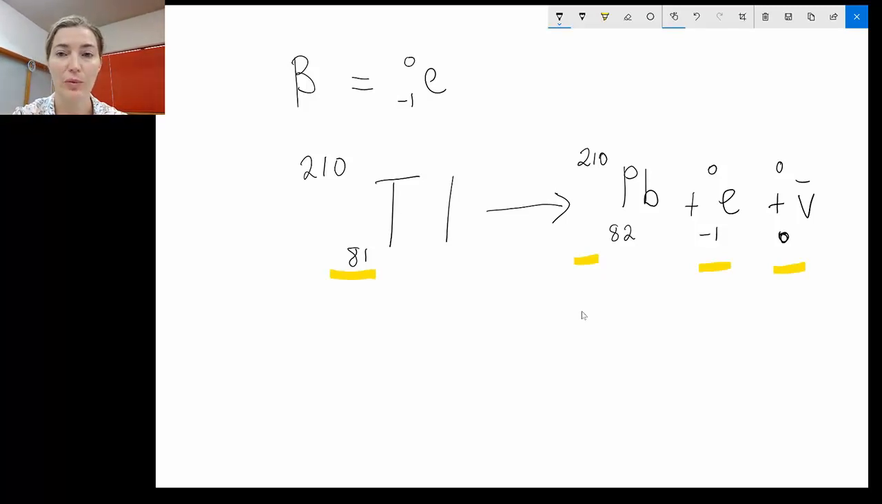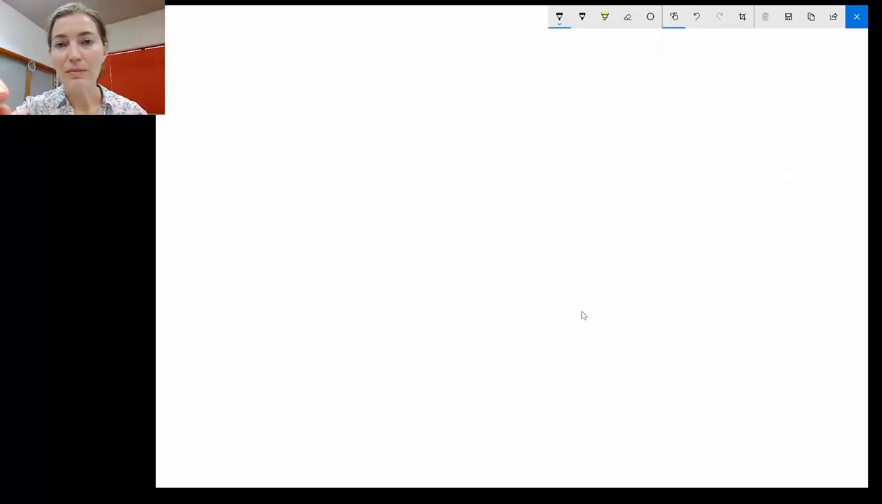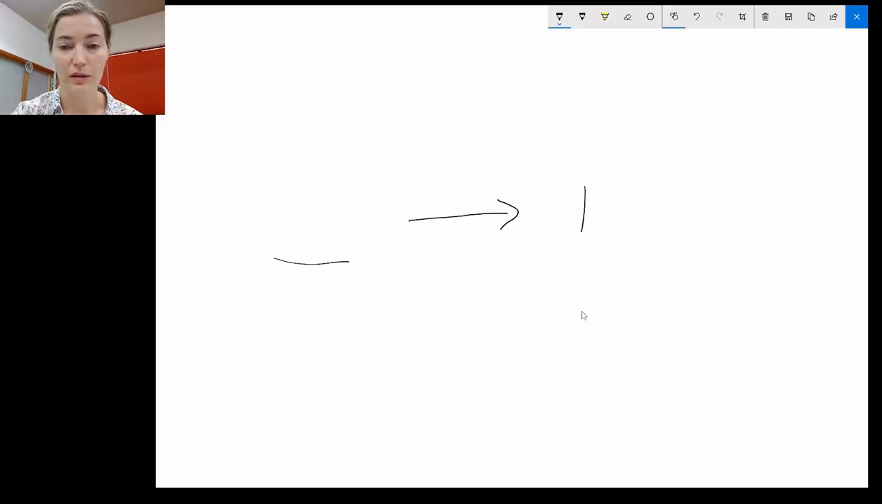Let's do one more example. Sometimes you're given the situation where we don't know what the mother is, the starting product, but we do know what the daughters are, and so we can work backwards. So in this situation, we're not sure what the starting nucleus is, so we'll leave a space here, and it decays to form a beta particle and nitrogen-14.